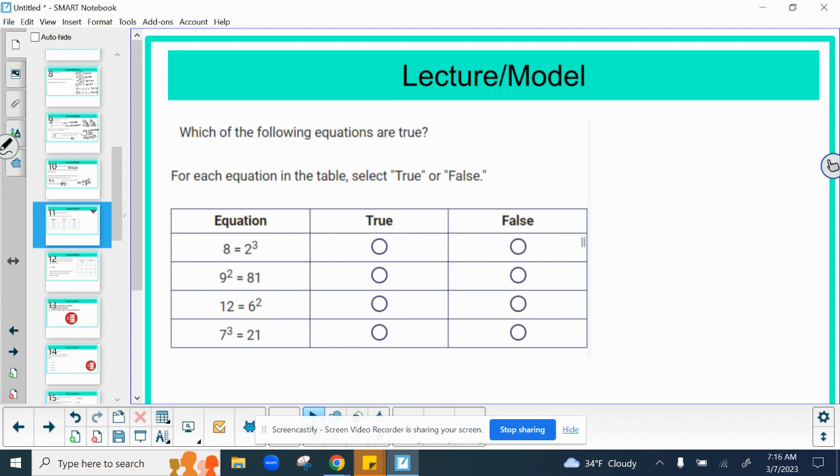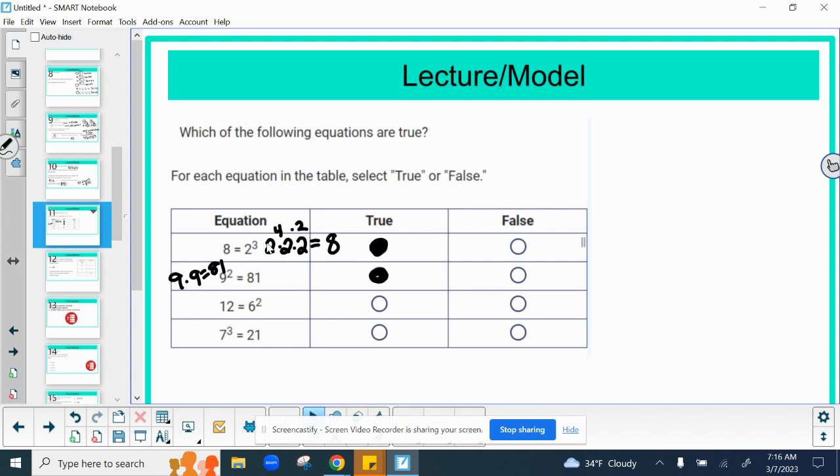Which of the following equations are true? All right, 8 equals 2 to the third power. Let's see. 2 to the third power is 2 times 2 times 2. 2 times 2 is 4, times another 2 would be 8, so that is true. 9 squared is 9 times 9, which does equal 81, so that is also true.